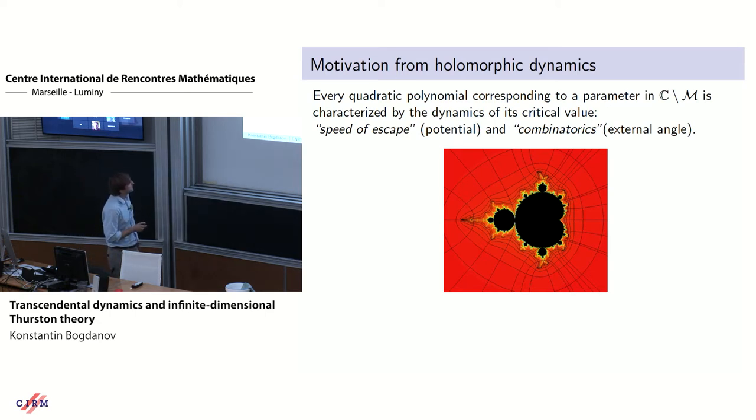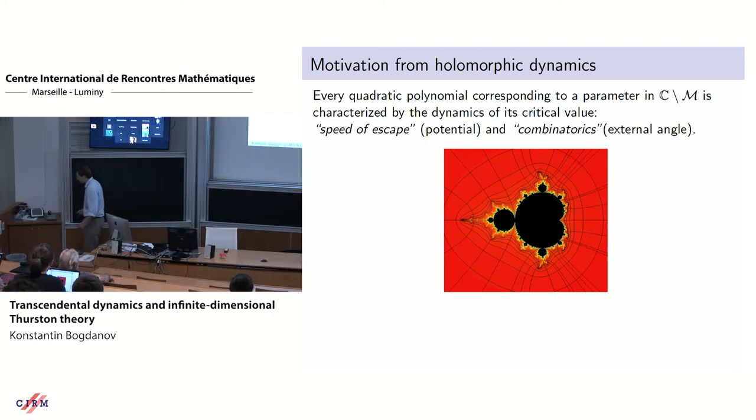For the Mandelbrot set, it's well known that every parameter in the complement of the Mandelbrot set can be uniquely characterized by the speed of escape and combinatorics of escape of the critical value corresponding to the polynomial having this parameter. The parameters corresponding to critical values having the same combinatorics are aligned in the form of external rays with the Mandelbrot set.